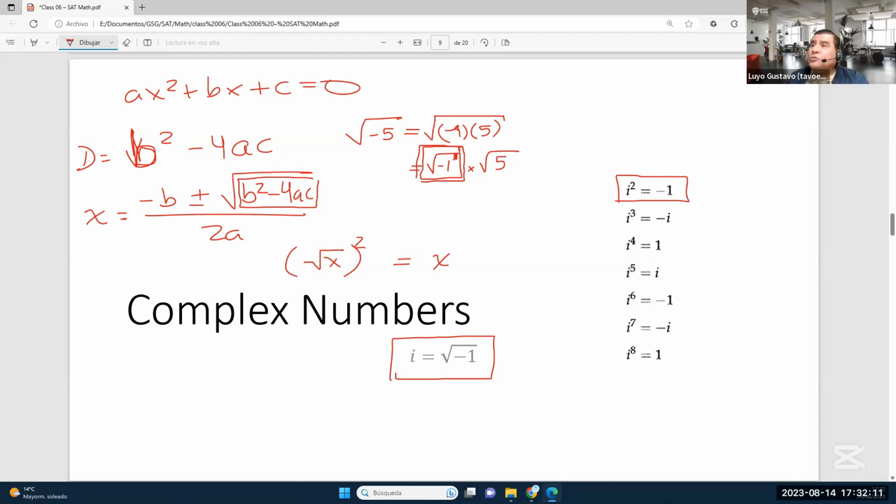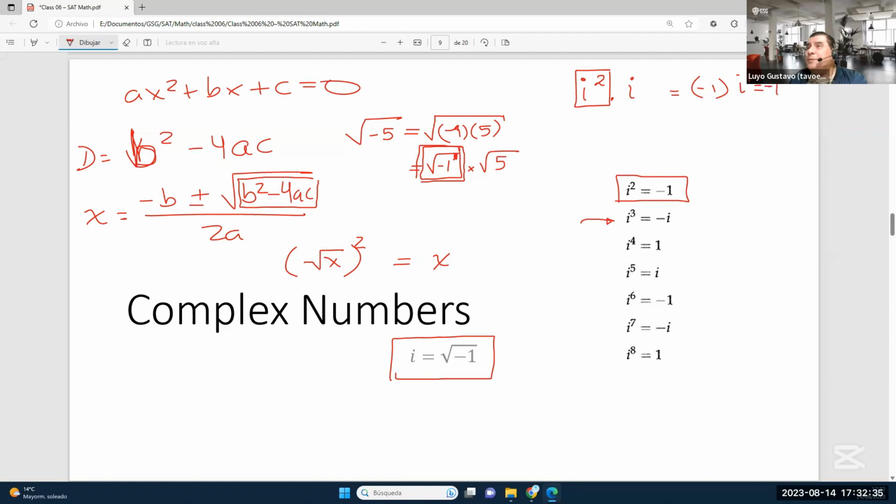If I want to calculate the cube of i, well, the cube of i can be understood as i squared multiplied by i again. But since i squared is -1, this is the same as saying -1 times i, or simply negative i.